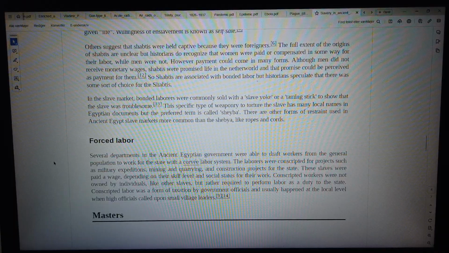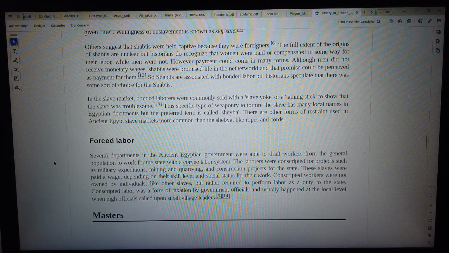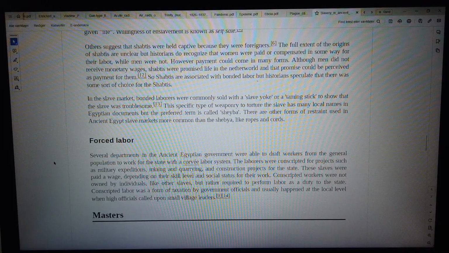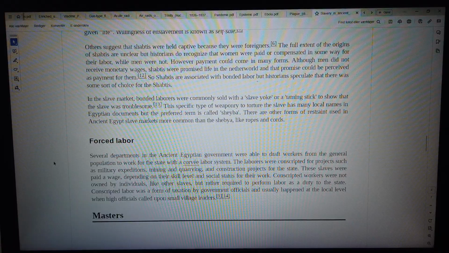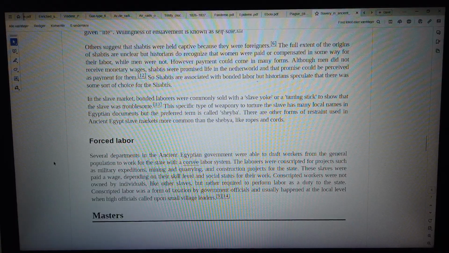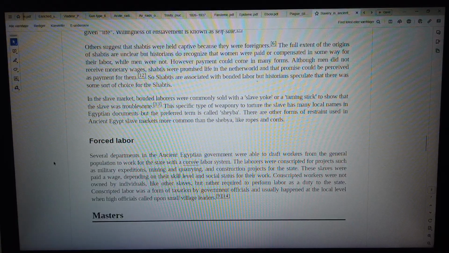The full extent of the origins of Shabti are unclear, but historians do recognize that women were paid or compensated in some way for the labor, while men were not. However, payment could come in many forms. Although men did not receive monetary wages, Shabti were promised life in the netherworld, and that promise could be perceived as payment.